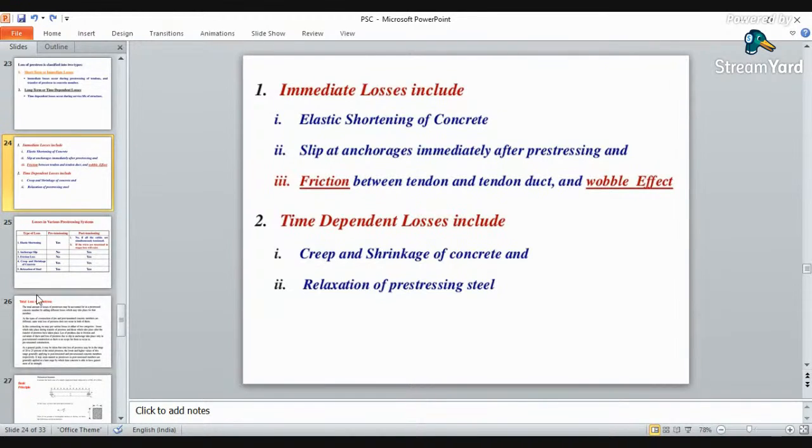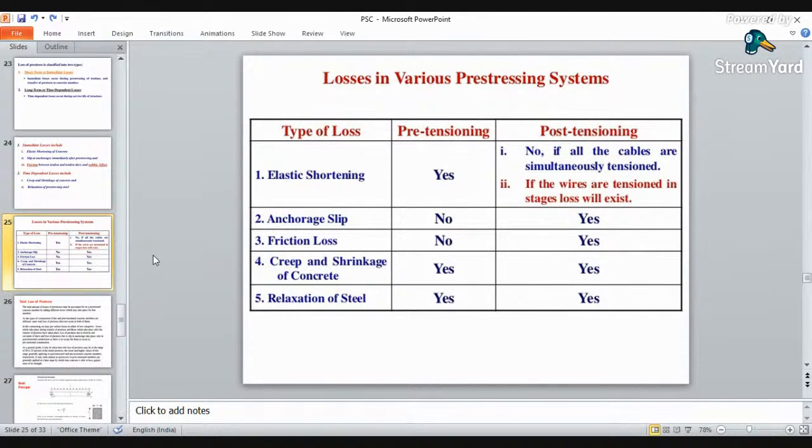Okay, so these are the few types of losses which we have to consider. So in both the pre-tensioning and post-tensioning, few losses are encountered in pre-tensioning and few losses we have to encounter in post-tensioning. Like elastic shortening, this we have to consider in pre-tensioning, but in post-tensioning, as we have seen there are a number of cables or number of tendons. So if we are tensioning all the tendons at the same time, then we do not have to consider the elastic shortening in post-tensioning. Perhaps if you are doing post-tensioning in different stages on different days, then you have to consider the elastic shortening in post-tensioning. Okay, if wires are tensioned in a single stage, then you do not have to consider the elastic shortening loss.